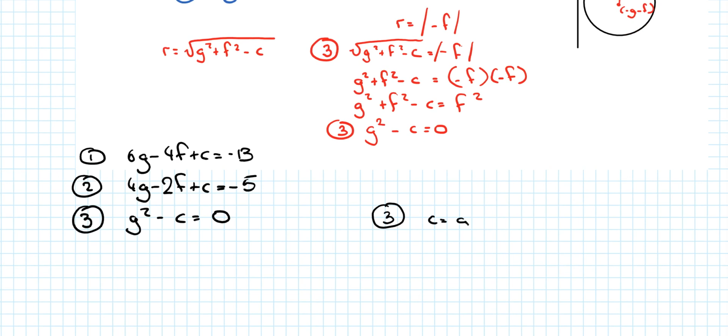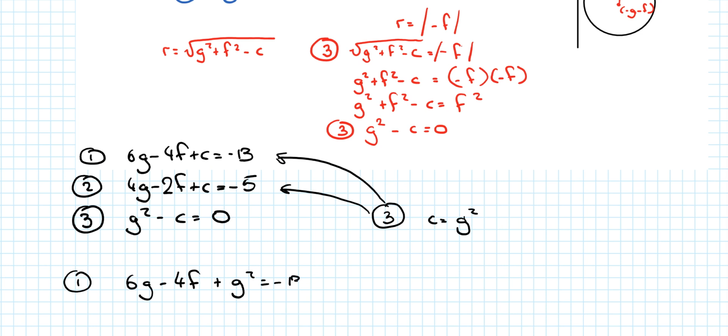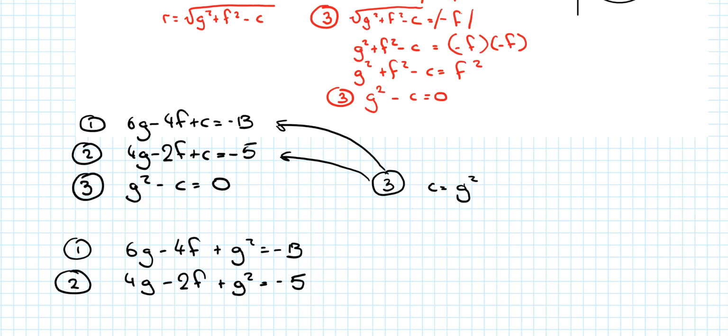If I go c is equal to g squared, just from adding c to both sides. Now I can add this into equation 1 and equation 2. Okay, so watch. Equation 1 would now be 6g minus 4f plus g squared is equal to minus 13. Equation 2, 4g minus 2f plus g squared is equal to minus 5. Now there are only 2 unknowns.